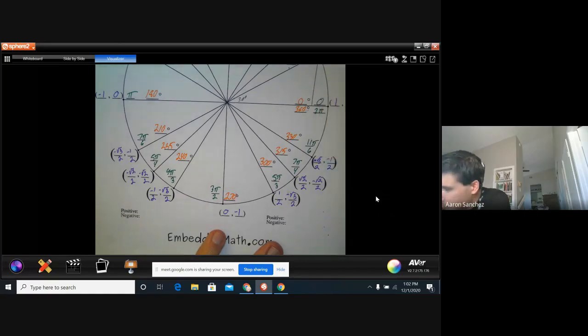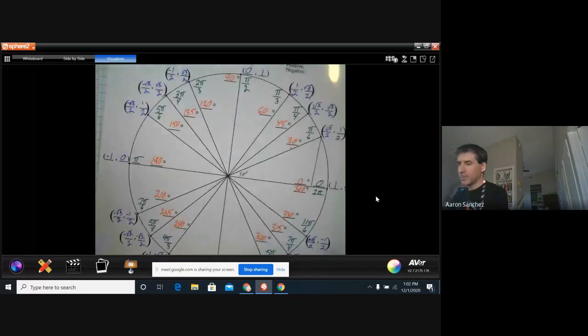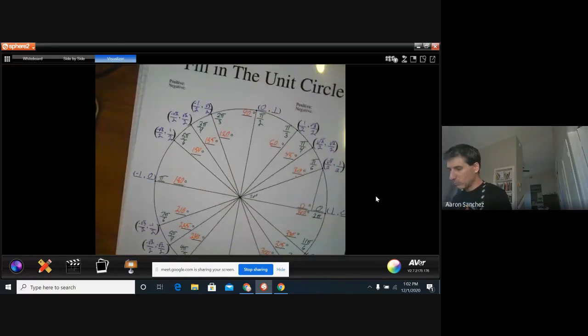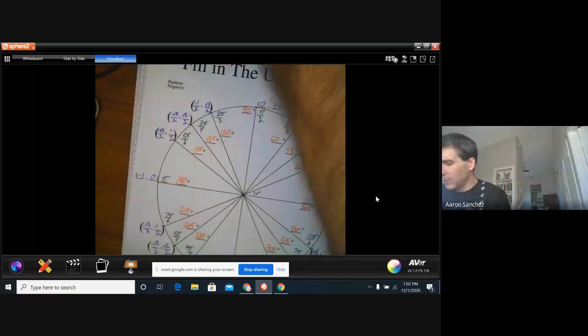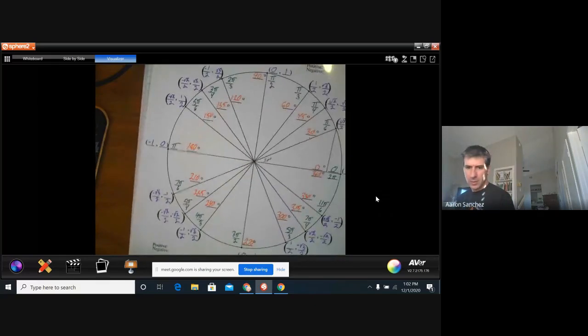And then 0. Oh, can you guys see that? That's the whole unit circle. So now we've got to graph sine and cosine using the unit circle. You guys see the whole thing?